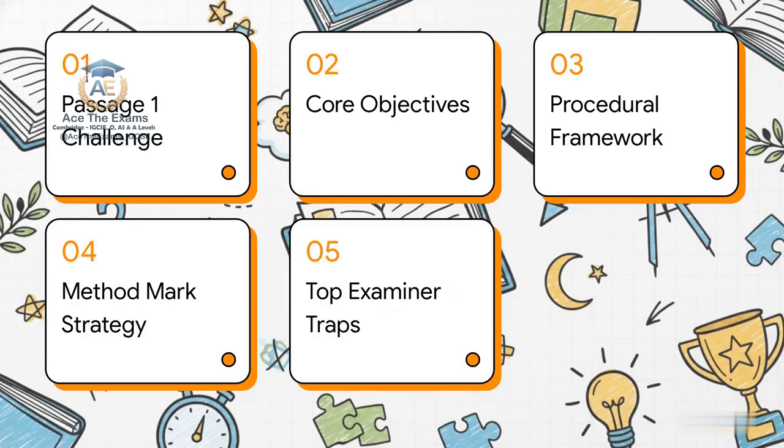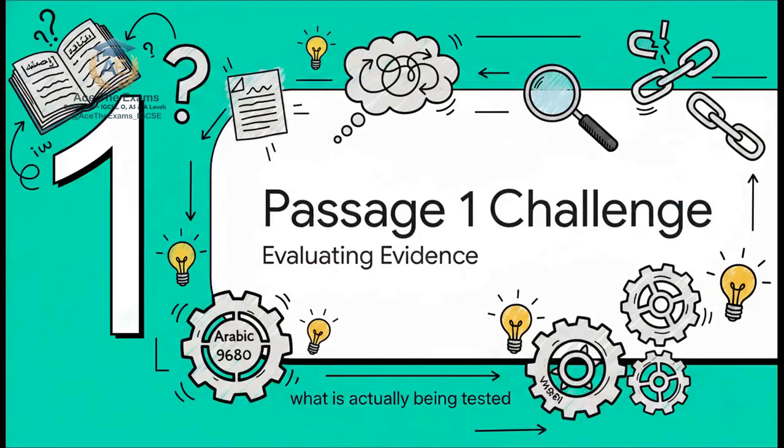Here is our flight path for today's explainer. 1. The Passage 1 challenge. 2. Core objectives. 3. The procedural framework. 4. The method mark strategy. And 5. Top examiner traps. Let's dive right into the storm. Section 1. The Passage 1 challenge.